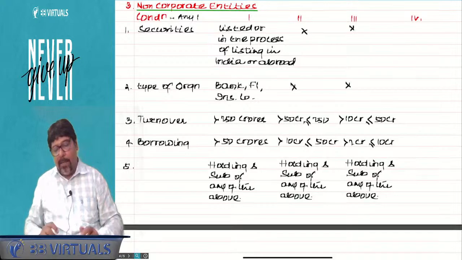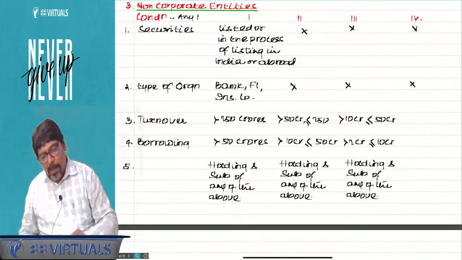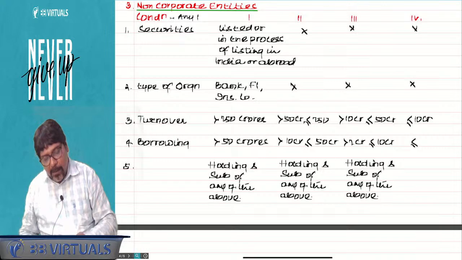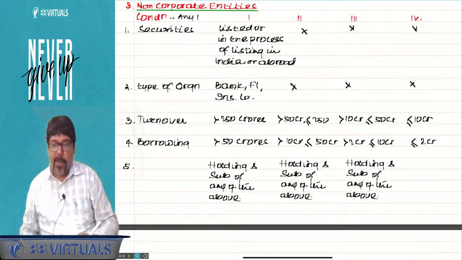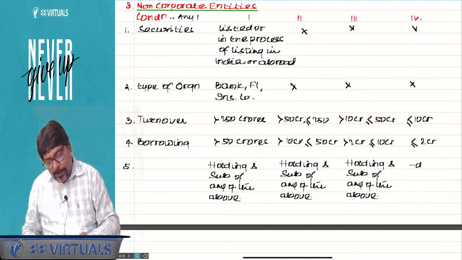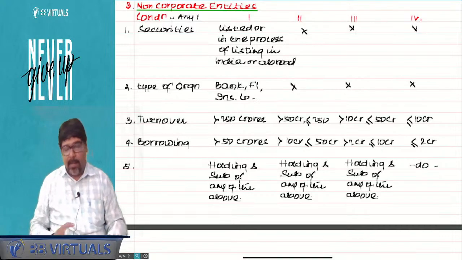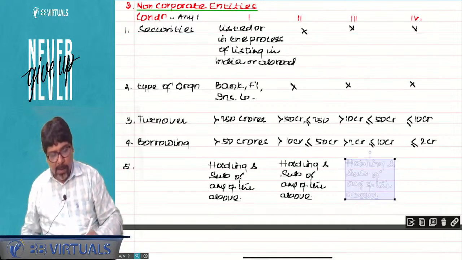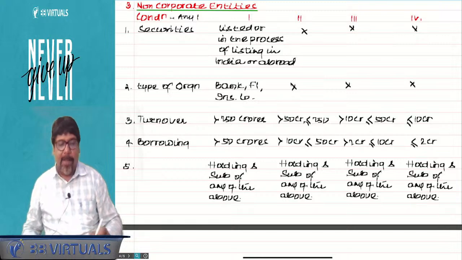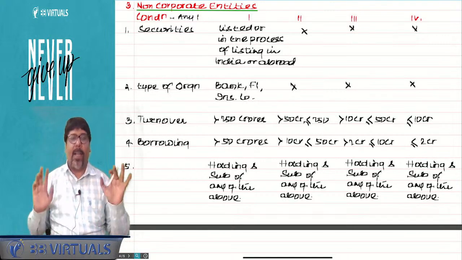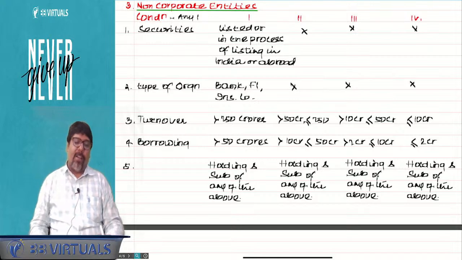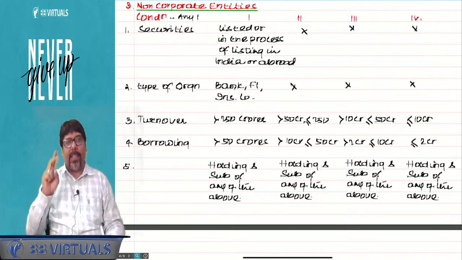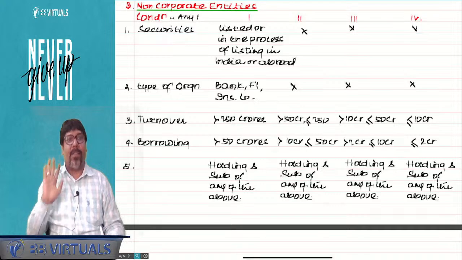Now, level 4. Turnover less than 10 crores. Borrowings less than or equal to 2 crores. Holding or subsidiary of level 4. Am I clear? Yes or no? So this is the description of level 1, level 2, level 3, level 4 for non-corporate entities. So the first one is large, the second one is medium, the third one is small, and the fourth one is micro.